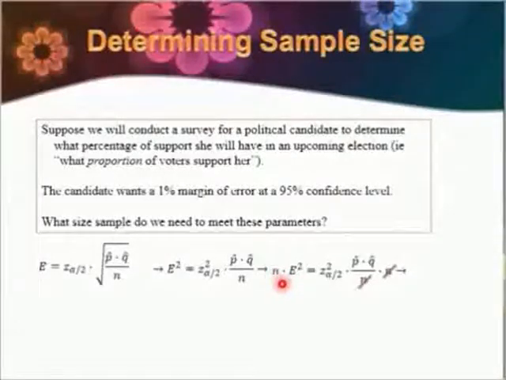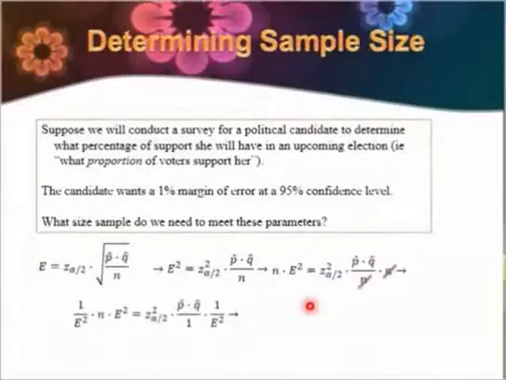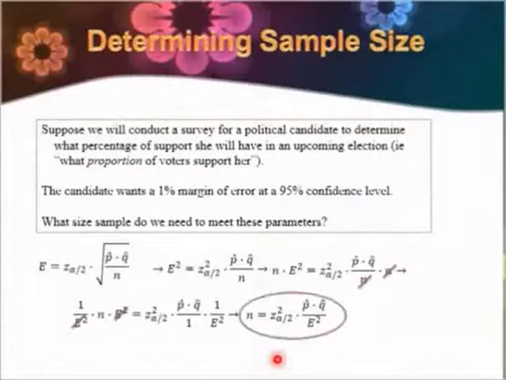Now I'm left with n times e squared on the left, and my critical value squared times p hat times q hat on the right. So what I'll do next, in order to get n by itself, is divide both sides by e squared, which is the same thing as multiplying by 1 over e squared on both sides. On the left the e squareds cancel out, so I'm left with n by itself. Let me multiply these two fractions together. That leaves me with n equal to my critical value squared times p hat times q hat divided by e squared.